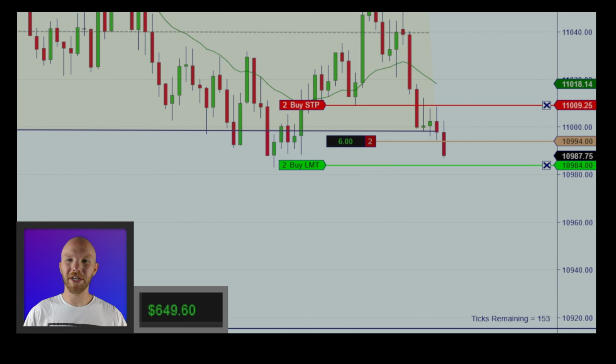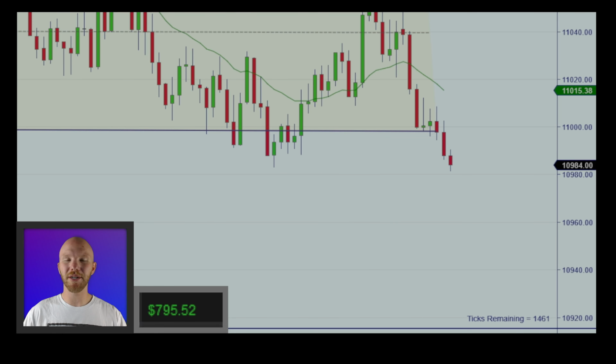There we go. Look how quick that's moving. That's what we're wanting to see. That quick movement. That's buy stops getting triggered. Boom. There we go. Another trade, 2-0 on the day, and that little scratch, but we're now up to almost $800.